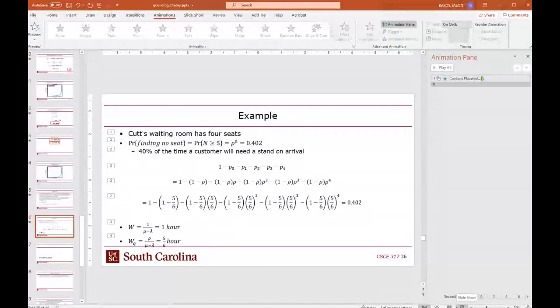But yeah, that's all I've got for queuing theory. If you've got any questions about it, feel free to post them. Anyone still here? Yes. Okay. All right.